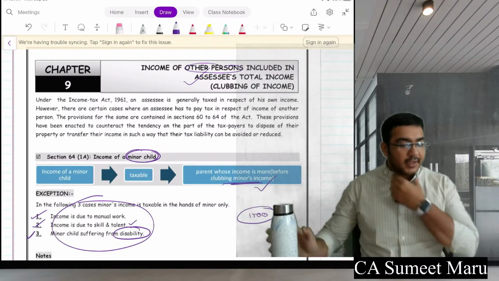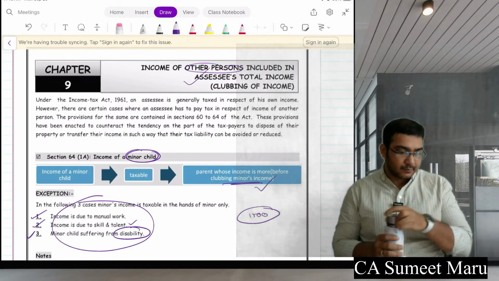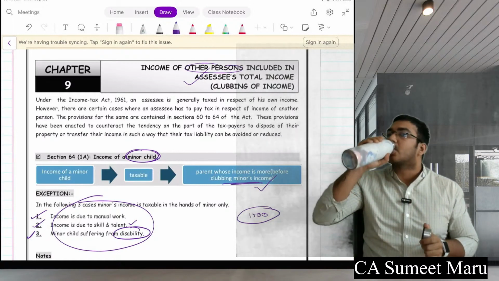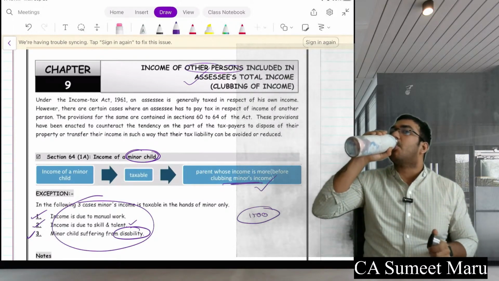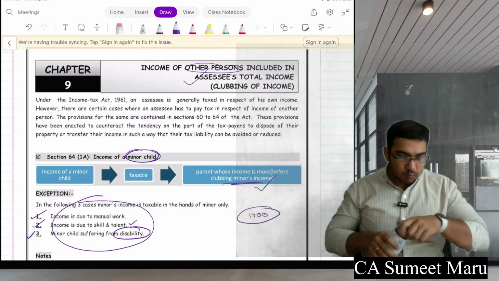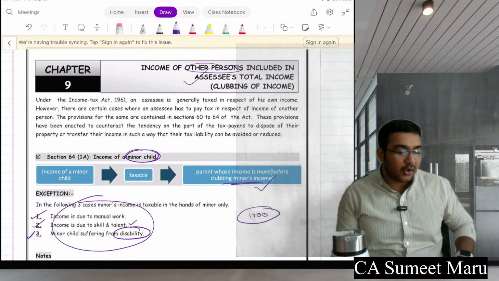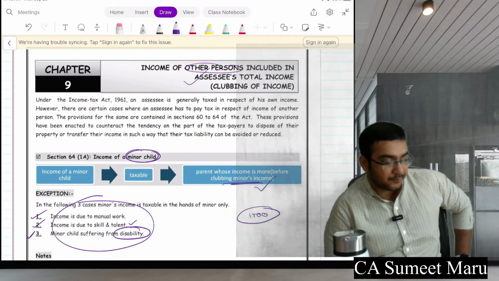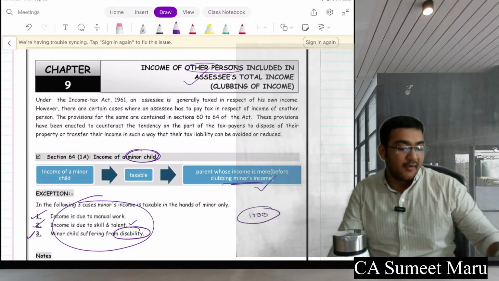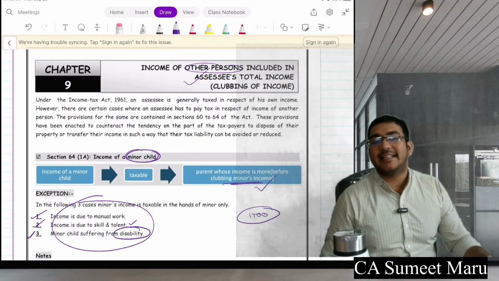Yes, everyone clear with the income from other sources? Come on, say yes or no. Yes. Okay, very good.